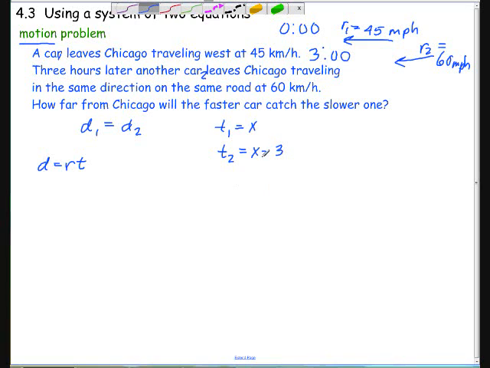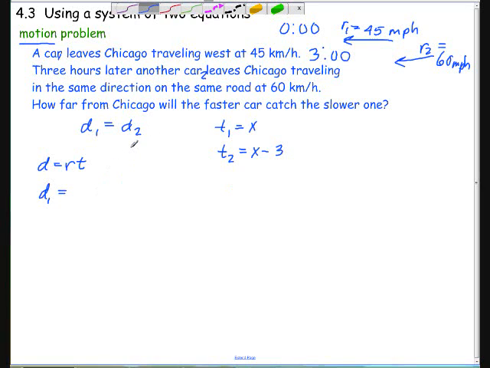I've got 2 variables here, haven't I? I don't know the time and I don't know the distance. The only thing I do know is the rate. Well, let's try writing it out. Distance 1, I can just call it D, can't I?